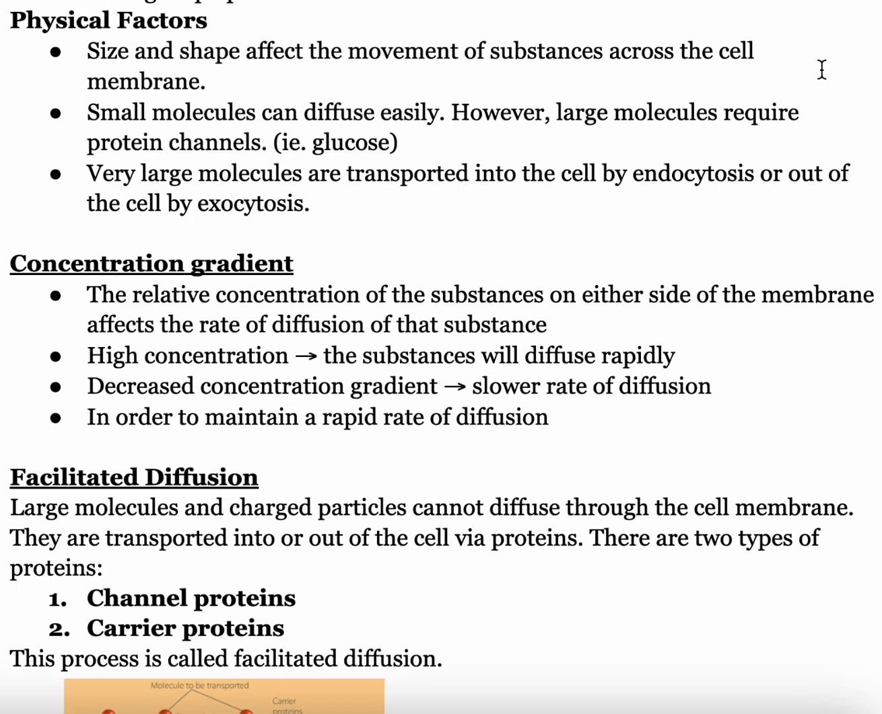Physical factors. Size and shape affect the movement of substances across the cell membrane. Small molecules can diffuse easily, but large molecules require a protein channel. And very large molecules will be transported into the cell by endocytosis or exocytosis. We will talk about this later.